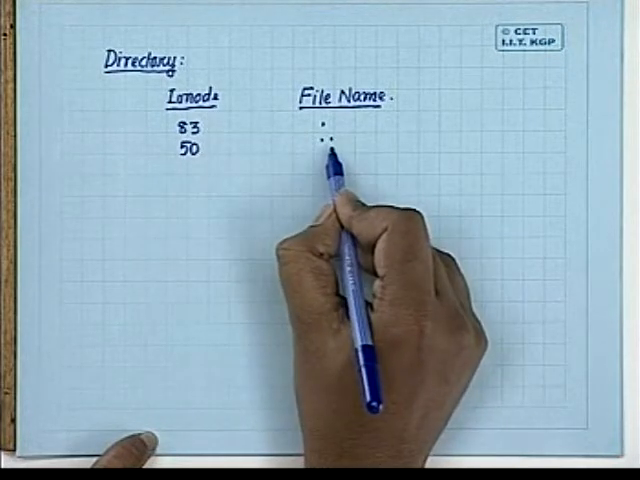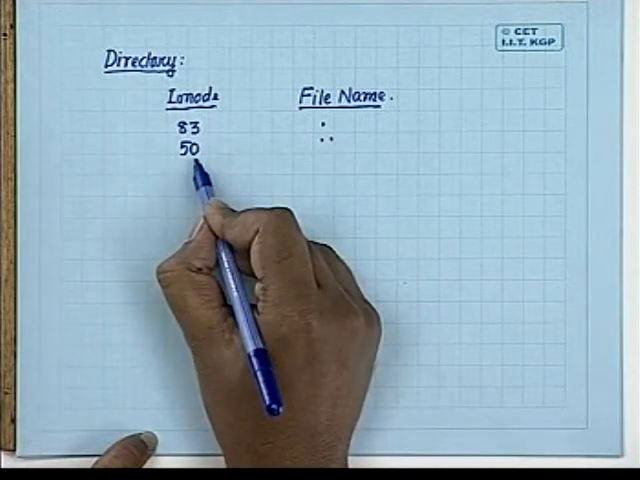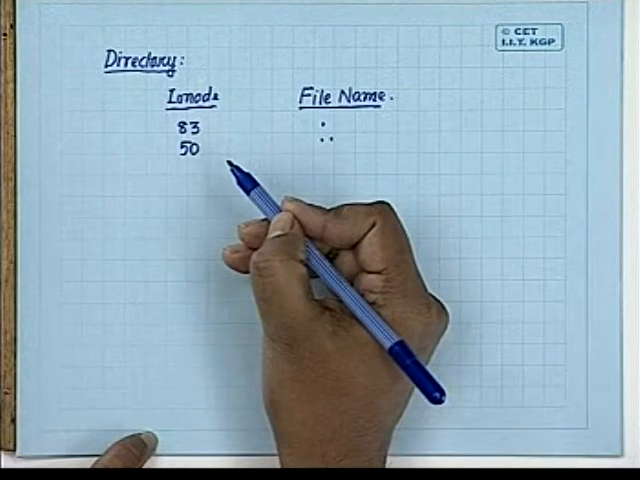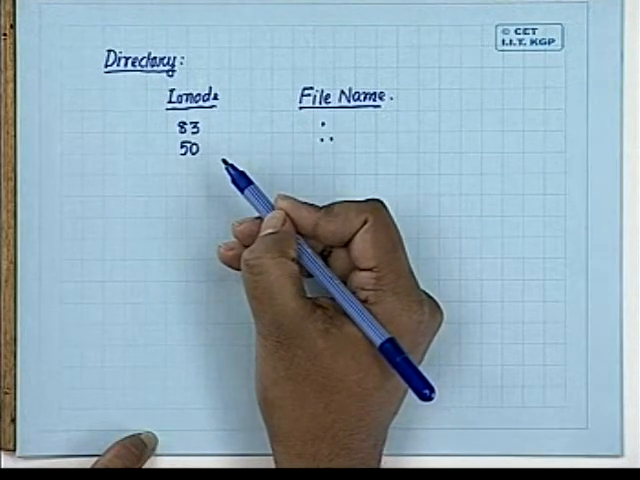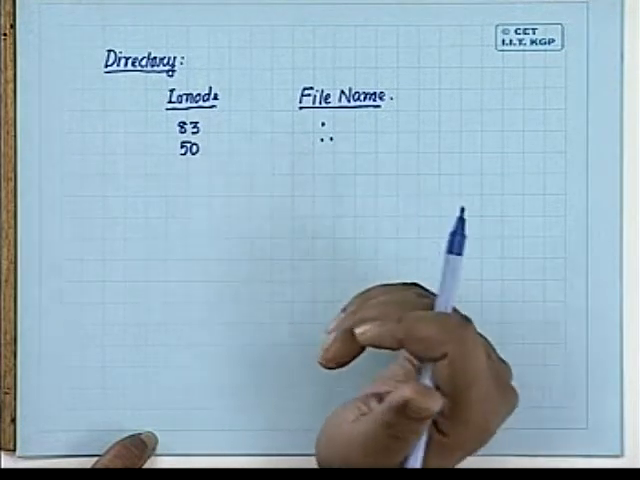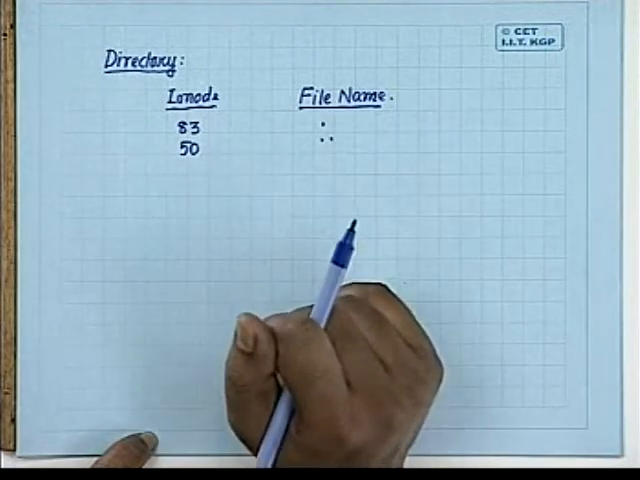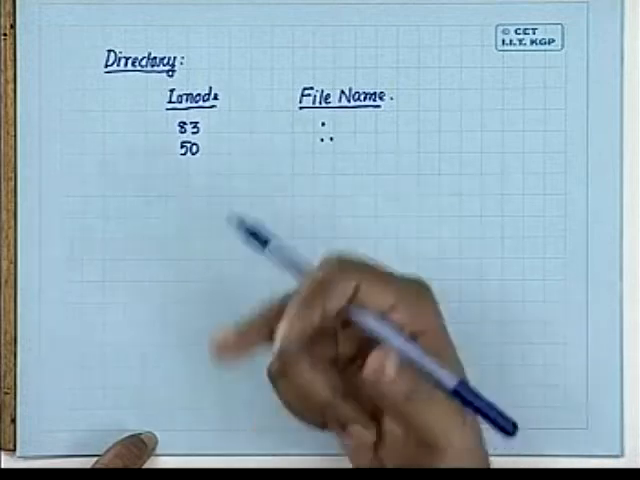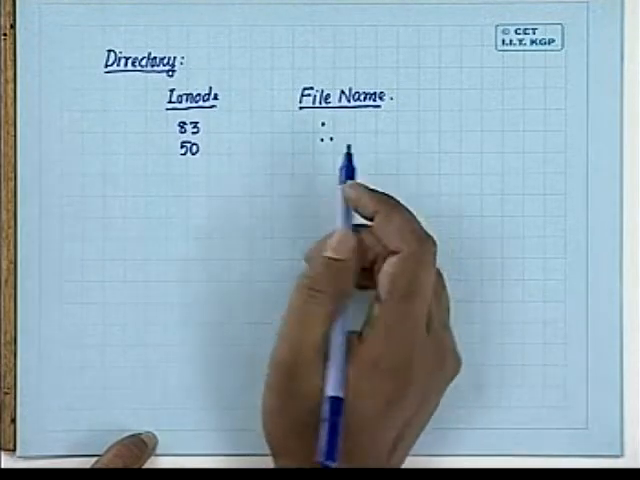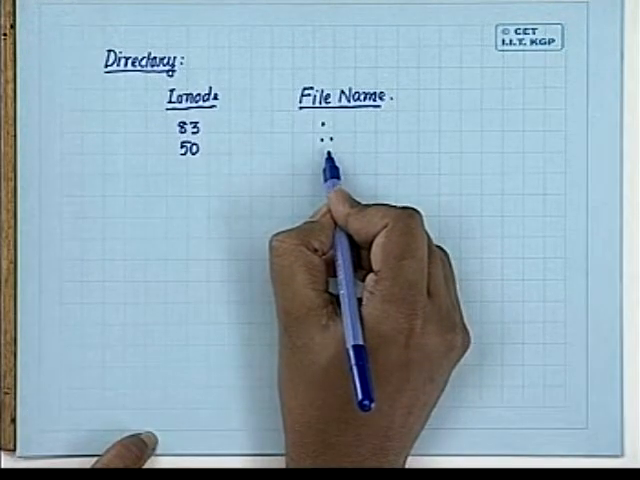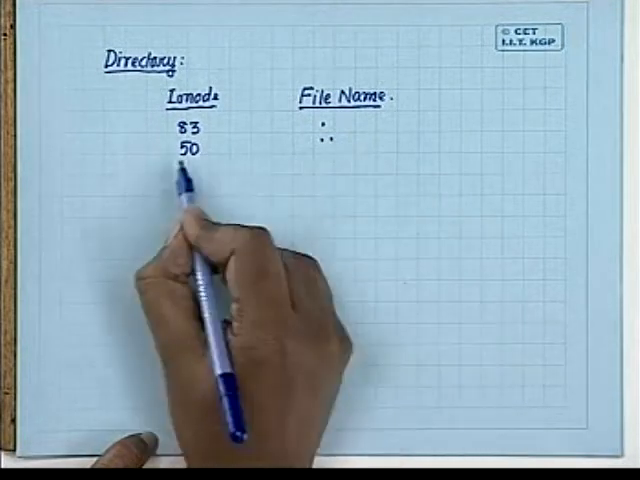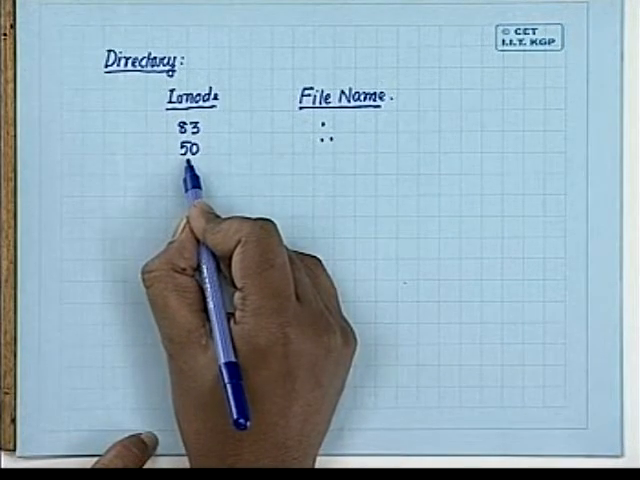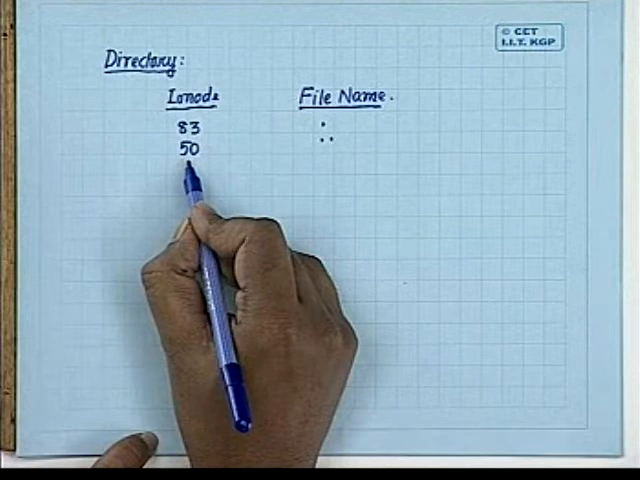And dot dot indicates the inode number of its parent directory. So you must have seen that whenever you want to go from any directory to its parent directory, you give cd dot dot. Following cd dot dot, you just go to the parent directory. So this dot dot indicates the entry corresponding to the parent directory, and this is the inode number of the parent directory.